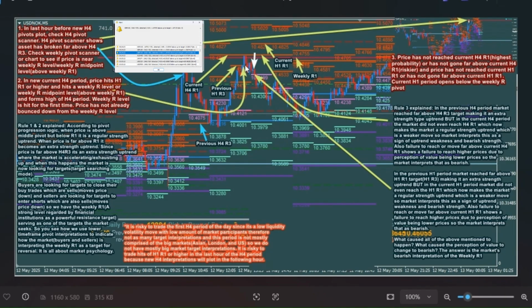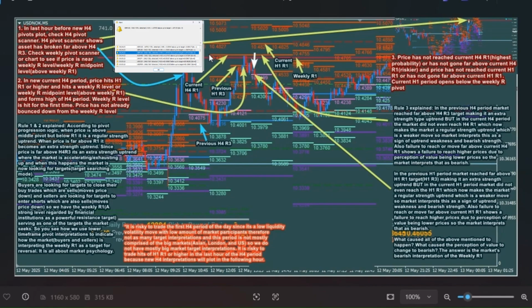And then it also hits the weekly R1. All right? You see that here, this red level here. Price also forms the high of the current H4 period, meaning it forms the highest price point of the current H4 period, okay?